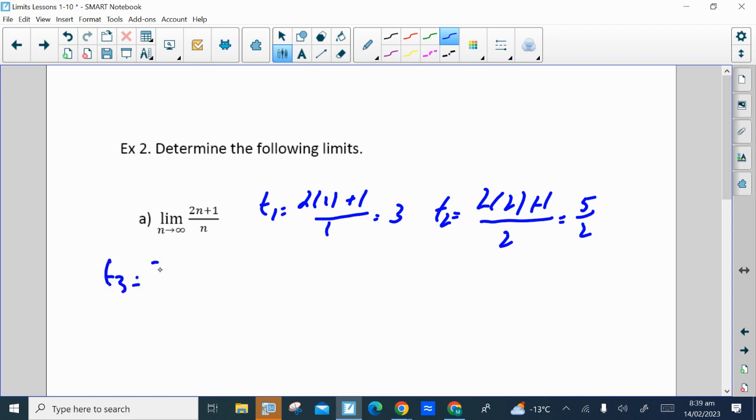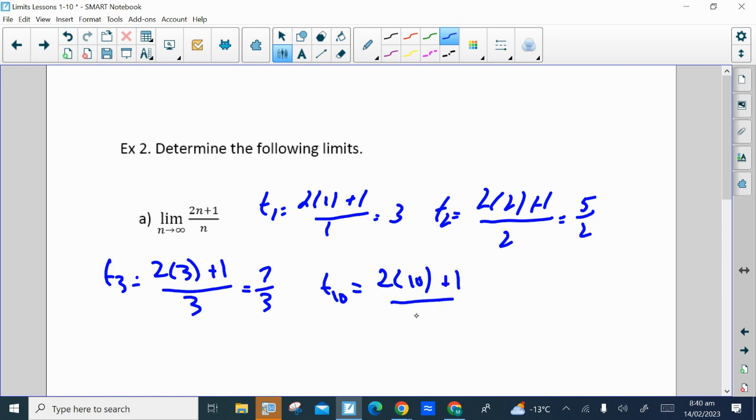Term 3, when n is 3. So on top, 2 times 3 is 6, plus 1 is 7 over 3, which is 2 and 2/3. Or 2 and 1/3, I'm sorry. And we don't always have to go up by ones. We could skip a bunch of terms and find the 10th term, for example, when n is 10. That'll be 21 over 10, which is 2.1.